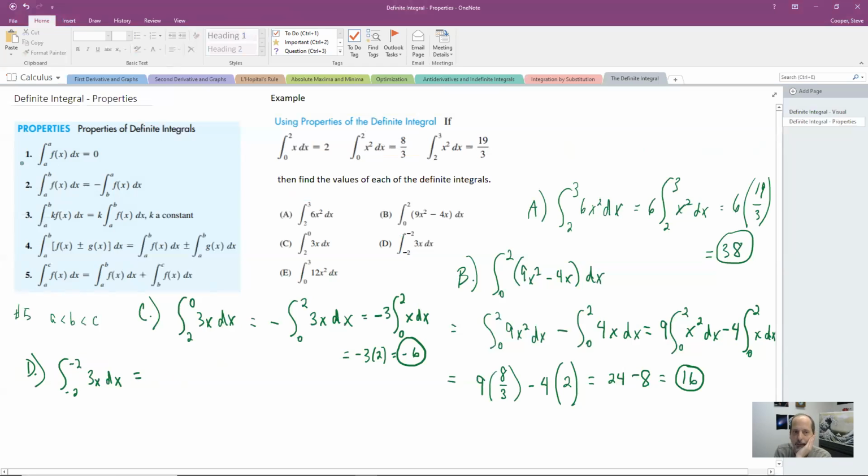That's going to be our first property. If I don't change from my lower bound to my upper bound, then I haven't created any width at all. So we're going to get 0. All right, last one.